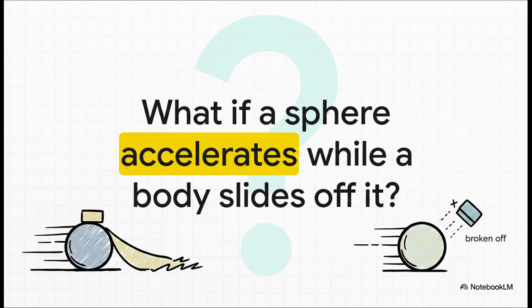So you've probably solved this one before, right? A little block slides off a stationary sphere. You know the drill, you know when it loses contact. But what happens if we yank the entire sphere out from under it with a constant acceleration? How does that change the exact moment it breaks off? Well, that is the puzzle we are going to solve together today.